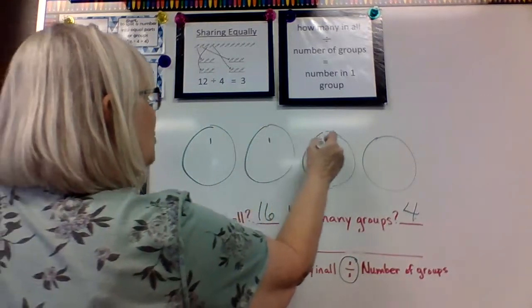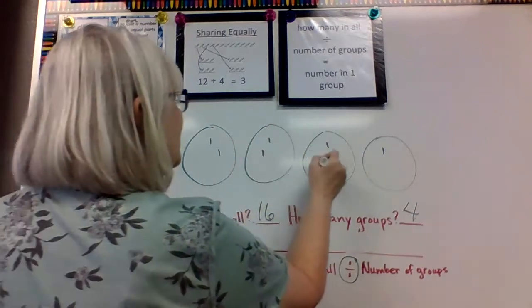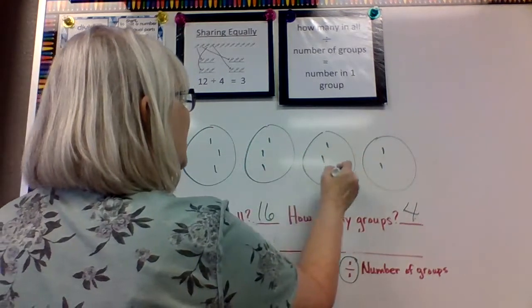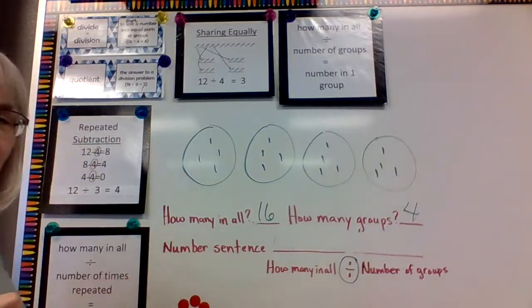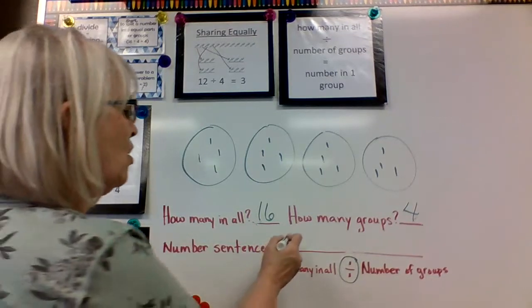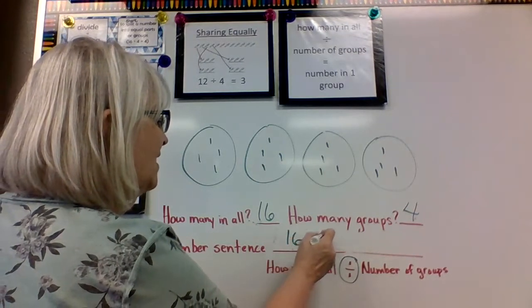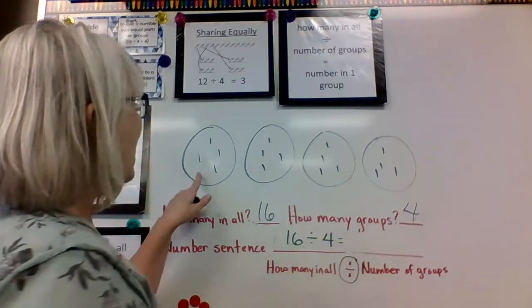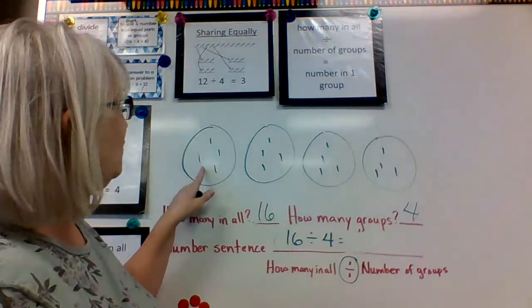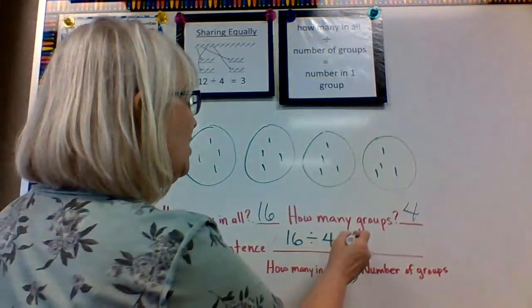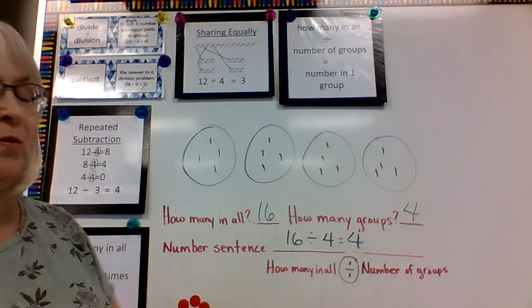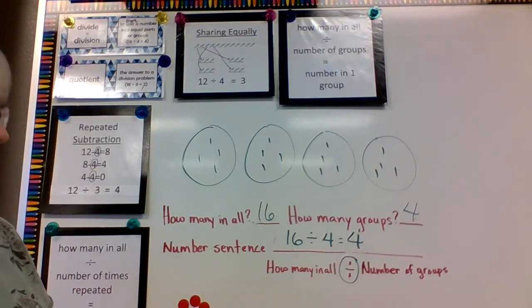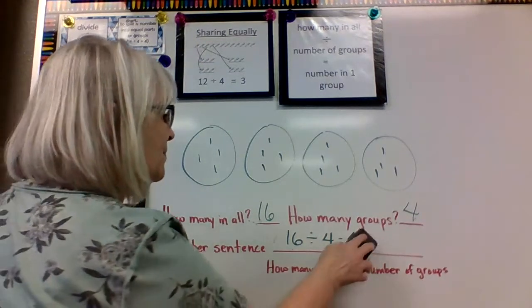1, 2, 3, 4, 5, 6, 7, 8, 9, 10, 11, 12, 13, 14, 15, 16, and you have to stop because now all the cookies are gone. Okay, so we had 16 in all. We divided that into 4 groups. How many did each person get? 4, 4, 4, 4. So each person got 4 cookies. 16 divided by 4 equals 4. Okay, last one.